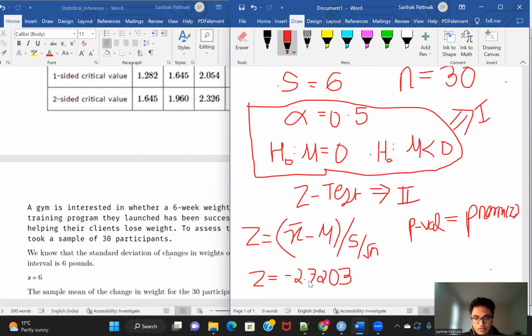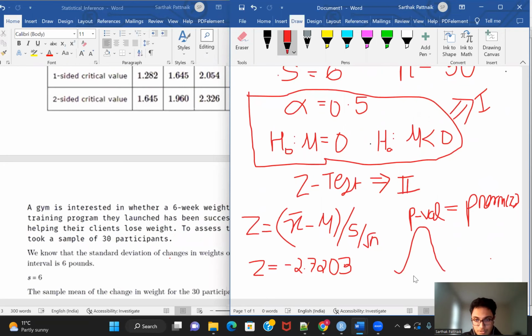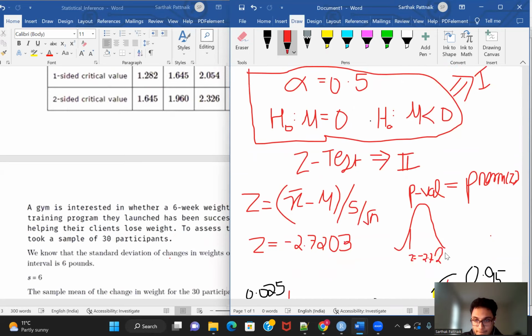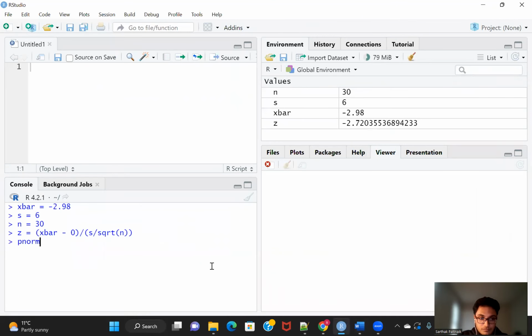All right. So this is going to be my z value is equal to minus 2.7203. Sorry for the mess up. And we need to calculate the area towards the left. This is going to be my p-value. If I do p norm of z, I'll get 0.0032.